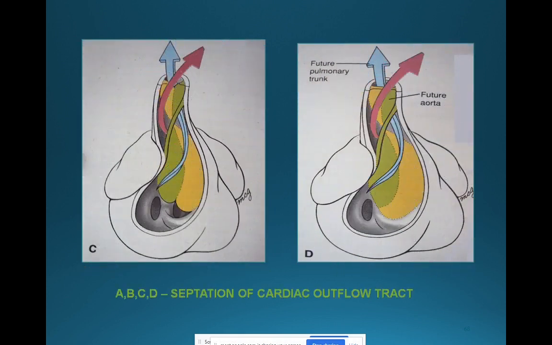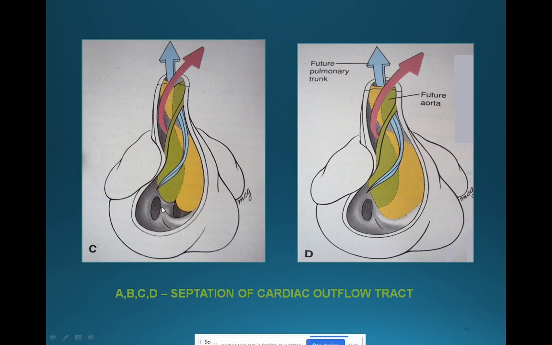And after this, what will happen? The spiral septum is formed, the AV cushions are fused, and this is the muscular part of the interventricular septum. Now still there is a gap. This gap is being filled up by proliferation of the inferior endocardial cushion. Somewhere here is the inferior endocardial cushion. It proliferates and fills this gap.